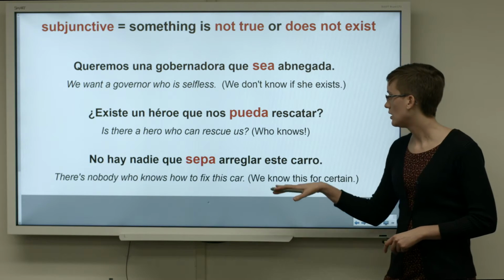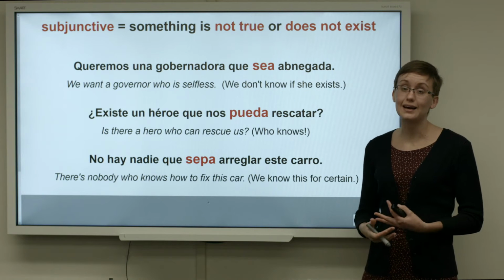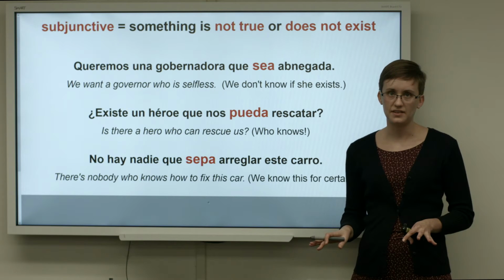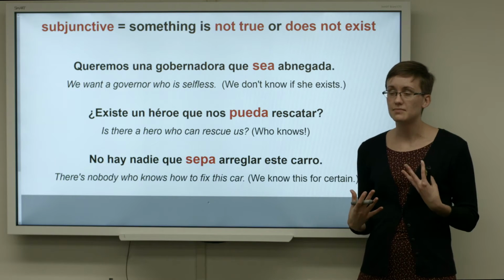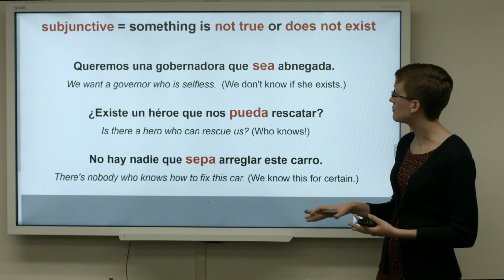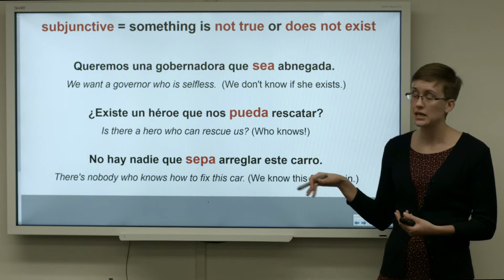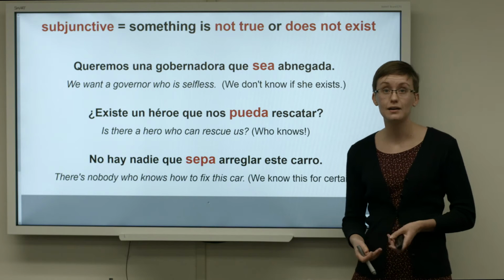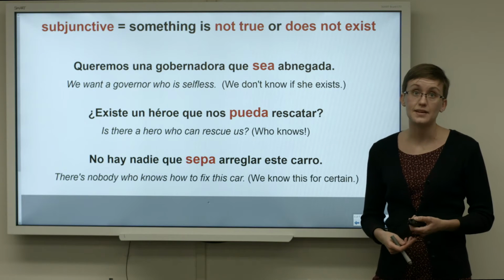And finally, no hay nadie que sepa arreglar este carro. I'm saying that there's nobody who knows how to fix this car. I'm saying it for certain, but I believe that that person does not exist, so I use the subjunctive sepa instead of the indicative sabe.